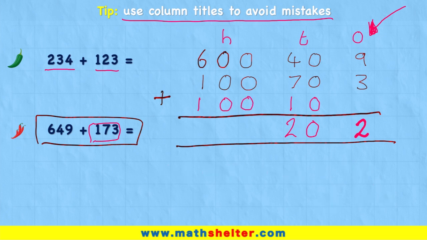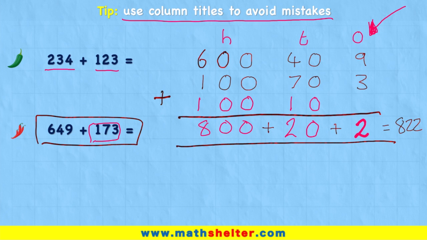Okay, and finally we can work out our hundreds. 600 plus 100 plus 100 is 800. Now to get the final answer, all I have to do is 800 plus 20 plus 2, and that gives me an answer of 822. Easy. But as I said before, this is the little halfway house between our partitioning method and our quick column method. So let's have a look at how this looks in quick column method.